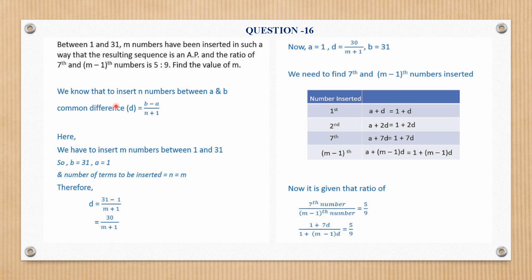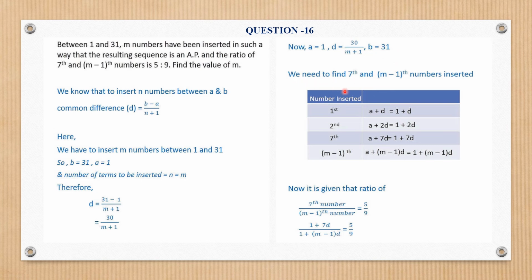So common difference d is b minus a upon n plus 1. b is this number, a is this, and n means how many terms are there. As we have to insert m numbers, b is 31, a is 1, and n is equal to m. So d will become 31 minus 1 divided by m plus 1, and that is 30 upon m plus 1. Now your first term is 1, d is this, and last is 31.